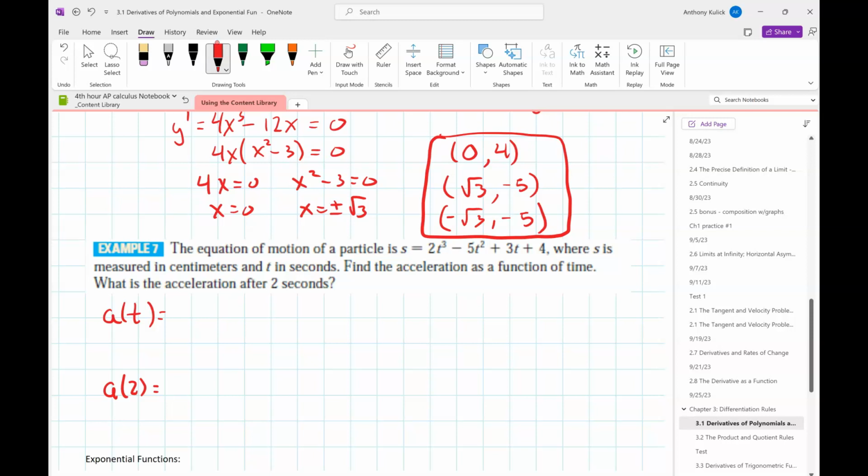Physics students? Acceleration is the slope of velocity, which is the derivative of velocity. And velocity is the derivative of position. So this is the second derivative of position. Everybody's cool? All right, well, let's find S prime first. What's that going to be? You guys agree? And then S double prime would be?